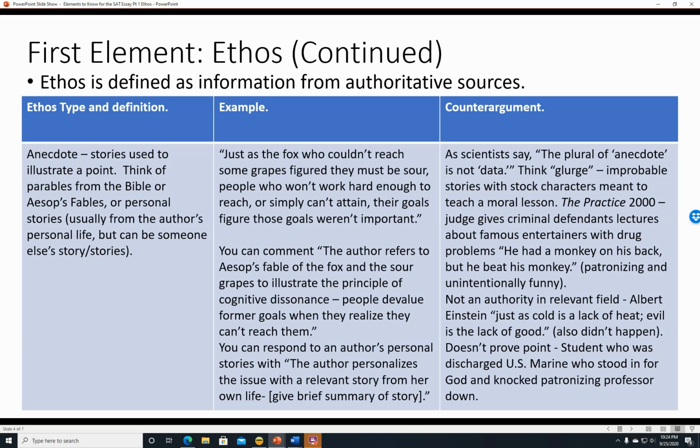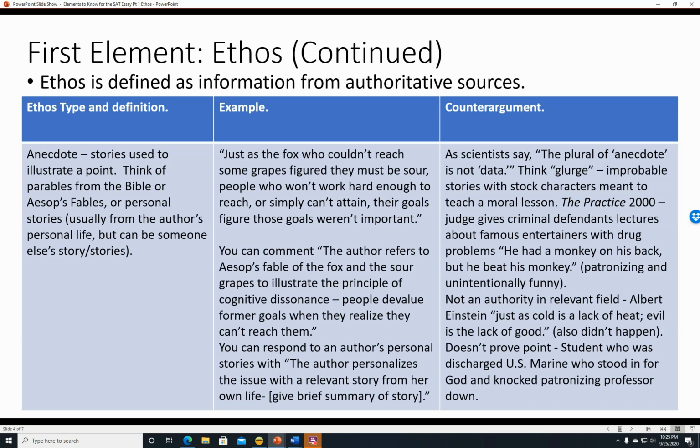So, he beat his monkey, and then he'd say, and that turned out to be the great James Brown, or some other entertainer from the old days, supposed to be inspiring to these minority defendants, who may or may not have drug problems, and well, it's just really, really patronizing. So basically, this is a story about a judge who likes to give glurge stories. Anyway, also not an authority in a relevant field.